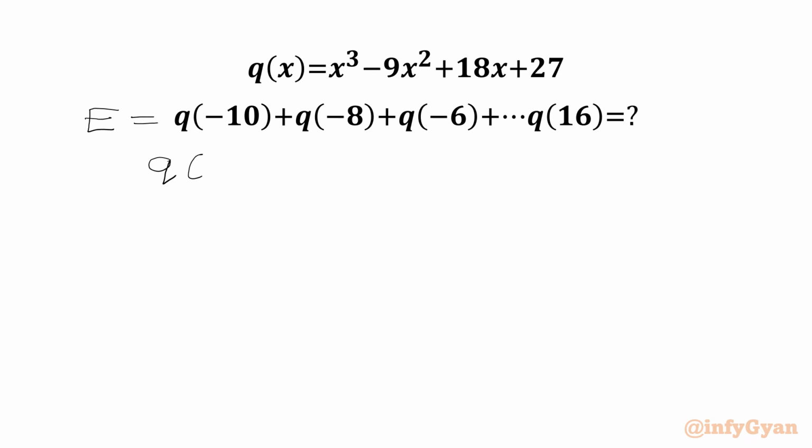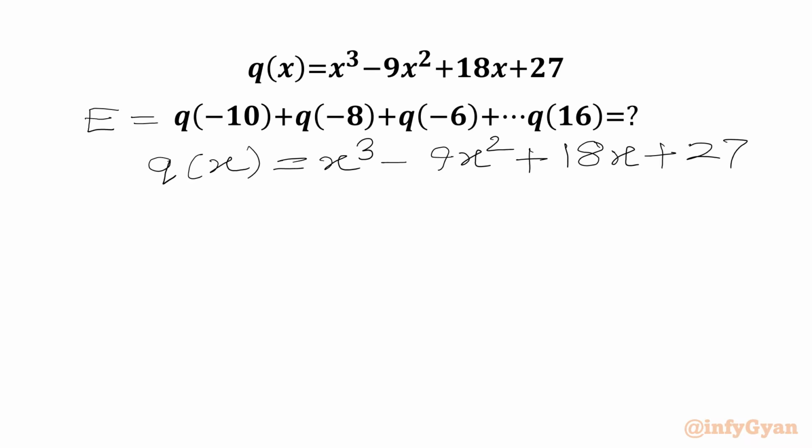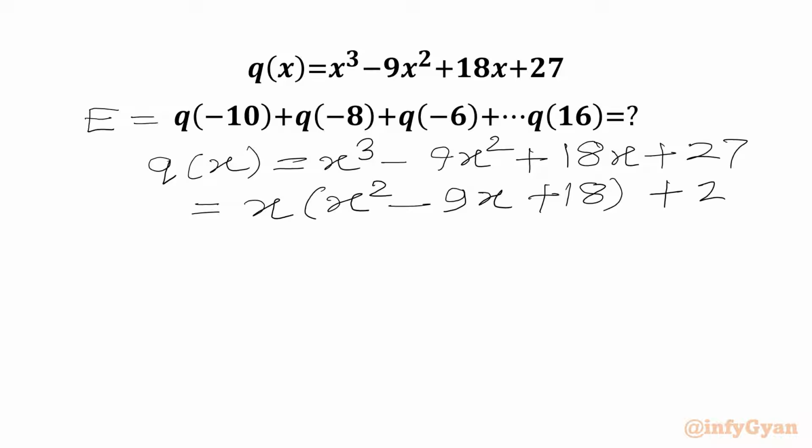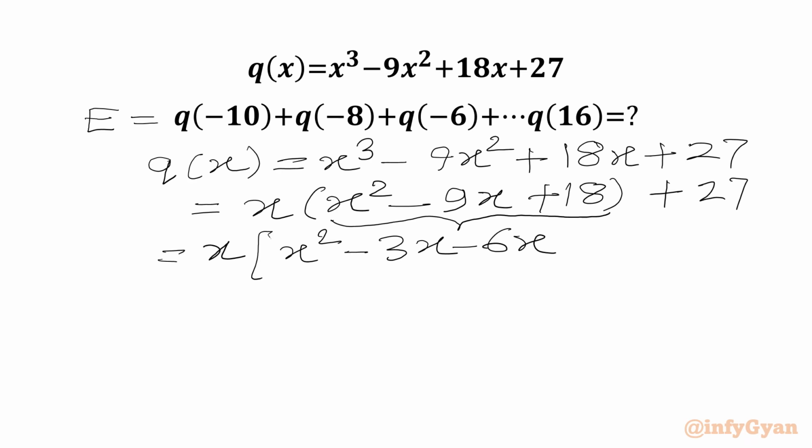Now we will write q(x) first will be equal to x cube minus 9x square plus 18x plus 27. Now from first three terms we can take x common. So in the bracket we can write x square minus 9x plus 18, plus 27. We will write equal to x. Now we can factor x square minus 9x plus 18. So we will write here x square minus 9x can be written as minus 3x minus 6x plus 18, plus 27.